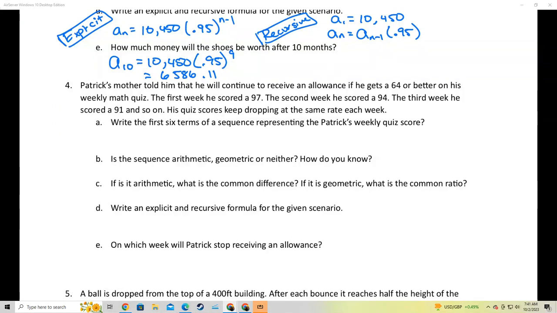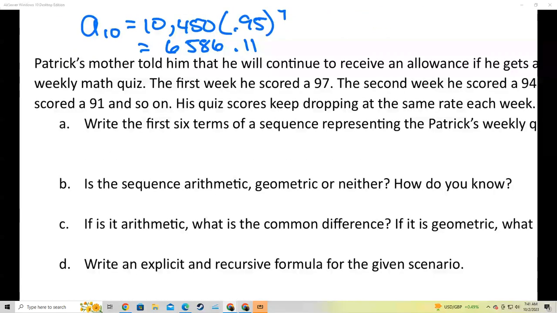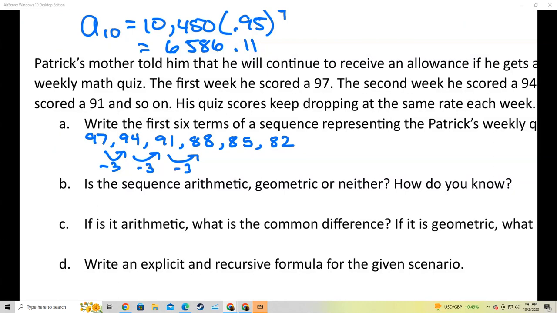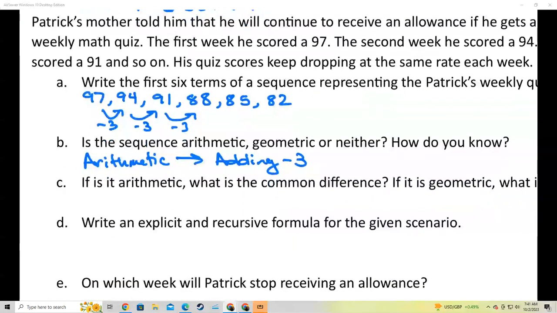So I want the first 6. I already know the first few. I know the first one was a 97. And then it went down to a 94, 91, 88, 85, and 82. Hopefully you picked up on the pattern, and it's subtracting 3. Remember, I can say subtracting 3, or I can say adding negative 3, which makes this arithmetic. If I'm arithmetic, I really should be saying adding negative 3. What's the common difference? Since it's arithmetic, I'm going to write d equals negative 3.